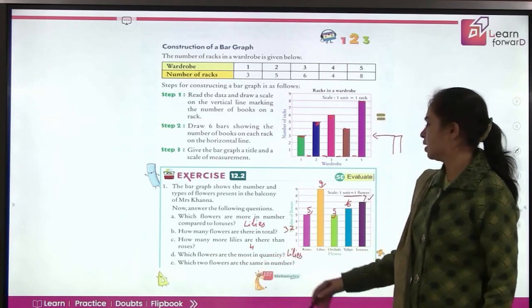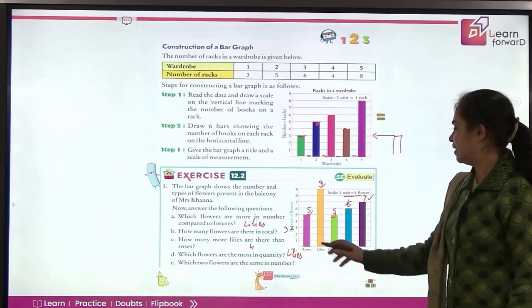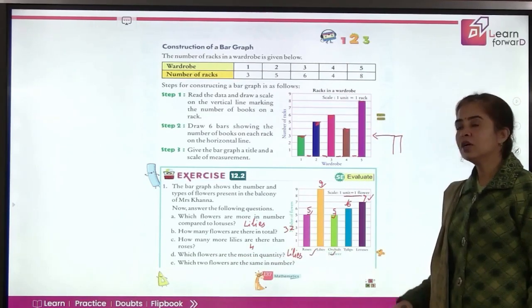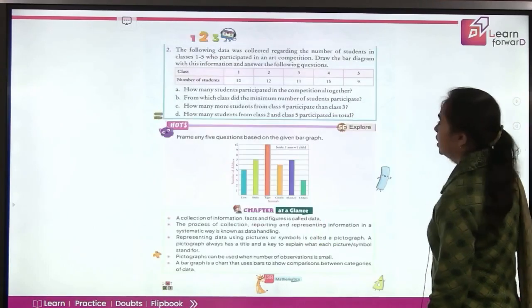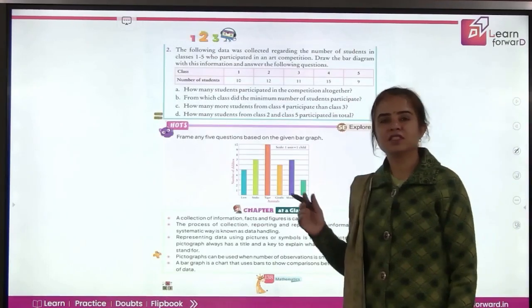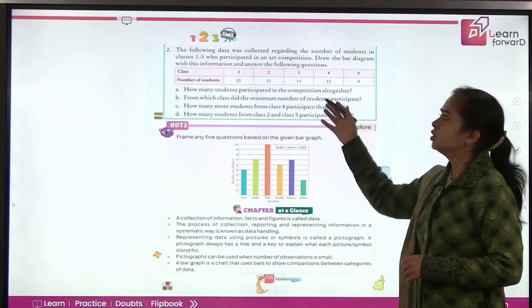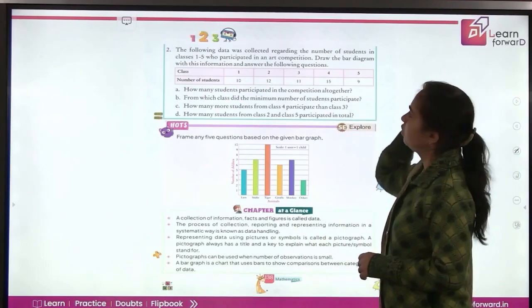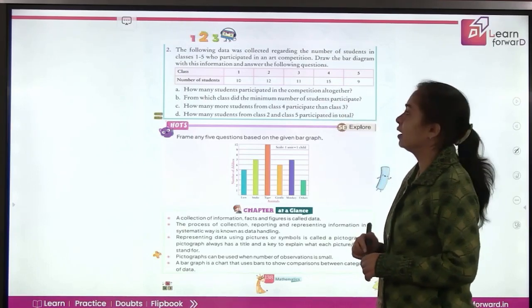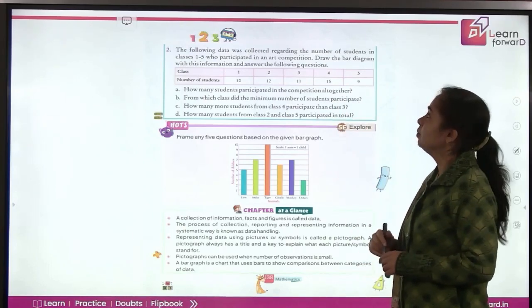Which two flowers are the same in number? Exactly, roses and orchids. So, do you think reading the bar graphs and pictographs is much easier? And it is fun also. So, here you have the data which you have to represent using the bar graphs, and then it is followed by some questions also.